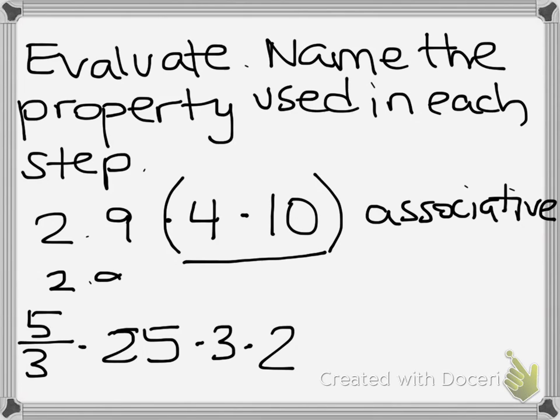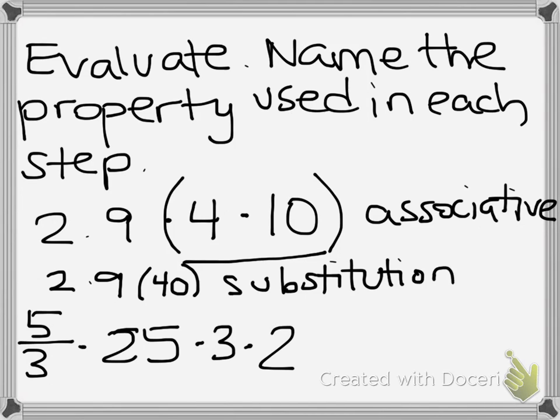I still have 2 times 9. And 4 times 10 would give me 40. So since I did 4 times 10, I use the substitution property because I'm substituting 40 now in for what 4 times 10 used to be. And then I would continue.